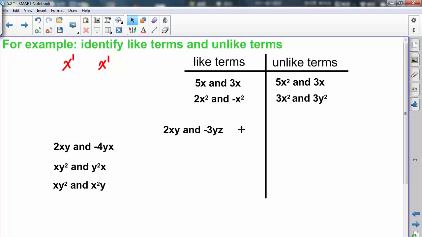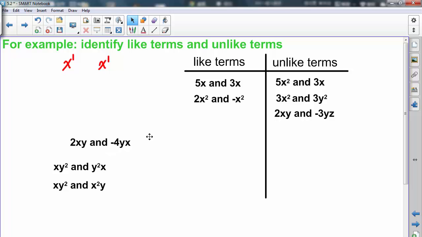These two are unlike terms because this one has the variable xy, this one has the variable yz. You will see different variables in these two terms. Therefore, they are unlike terms. These two are like terms, even if you see this one is y times x instead of x times y. However, x times y is the same as y times x. So you have the same variables, and both are raised to the same exponent 1.